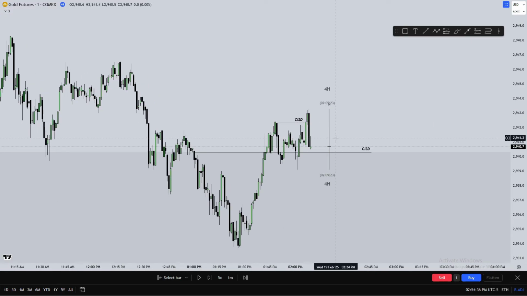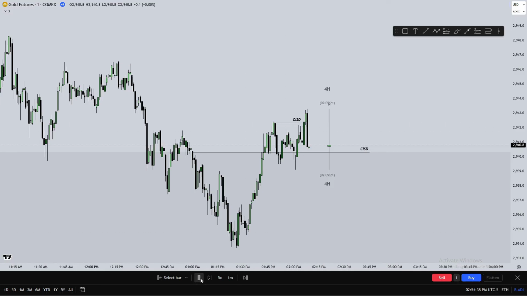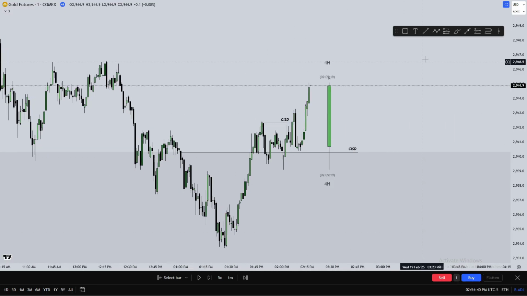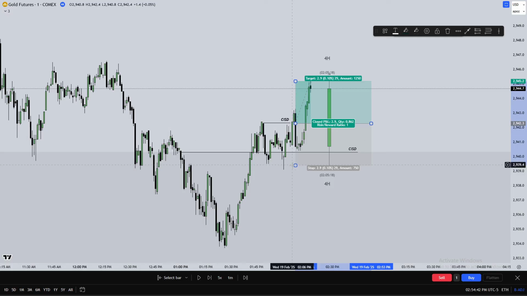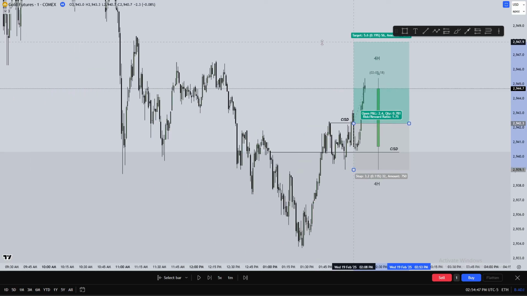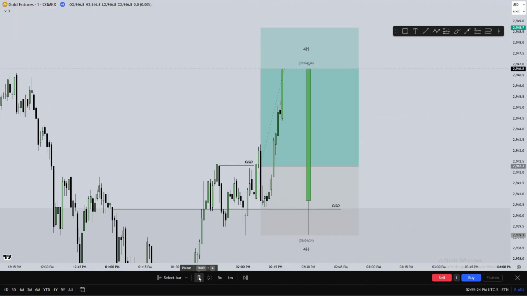So we get this nice change in state of delivery, and we tap back into it. Let's see if we go higher from here. And yes, so this would be our entry right here. We keep our stops at this protected low, and we could target a nice 2R wherever that is. And now we can see this play out and see how it takes us.